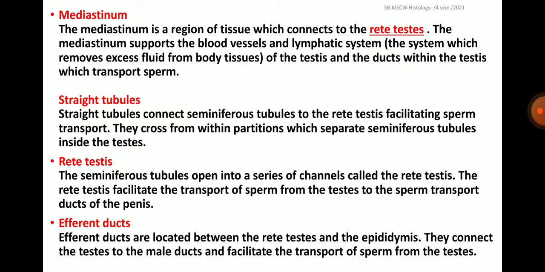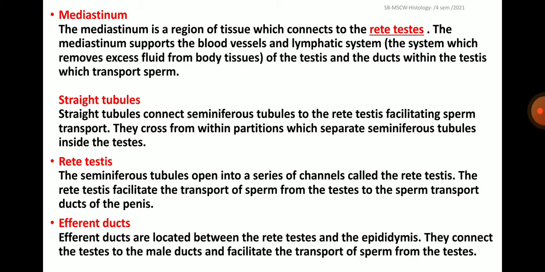The connective tissue of the tunica albuginea extends more deeply into the organ. This inward extension of connective tissue is called the mediastinum testis, and it contains a network of anastomosing channels called the rete testis. So, rete testis are nothing but anastomosing channels, and the epithelium that lines these channels is generally cuboidal. Also, the epithelial cells possess a single cilium.